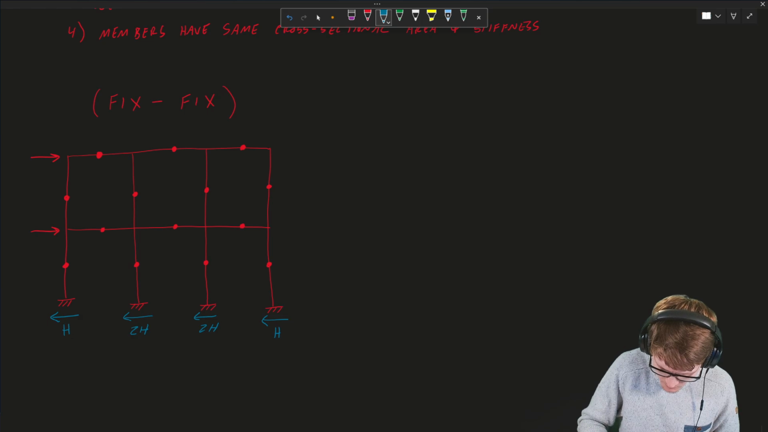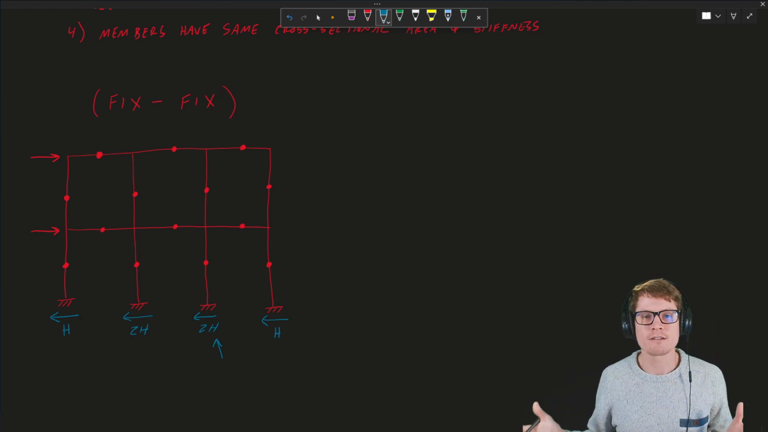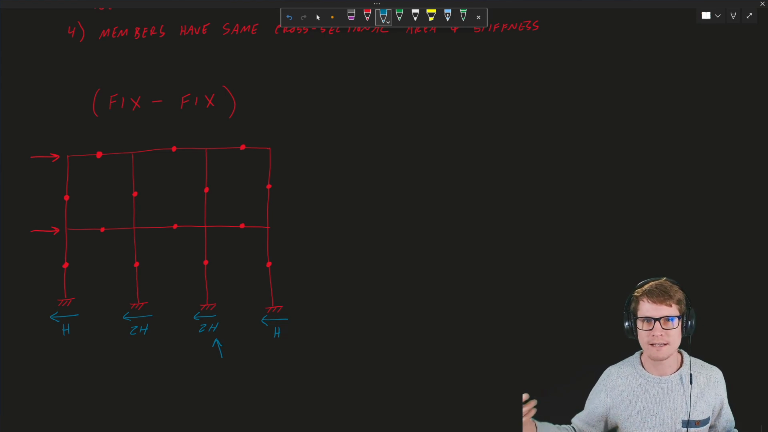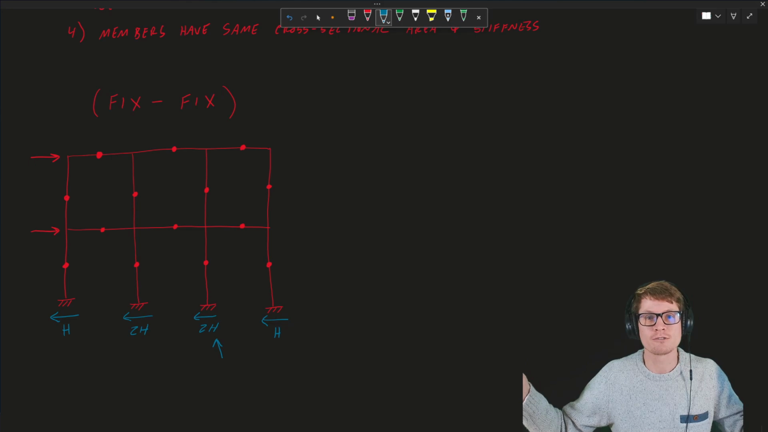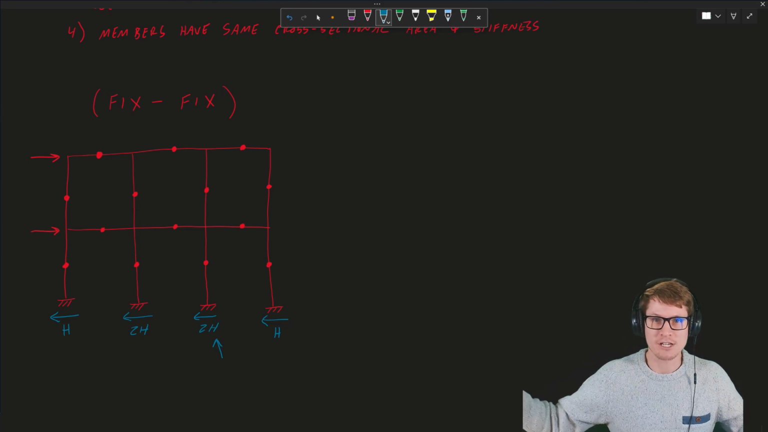And this is applicable for as many interior columns as you have in your frame line. You could have 10, you could have 2, you could have 1, you could have 6. It would be 2H, 2H, 2H, 2H, 2H, and then you just have your 2 exterior columns being H and H, okay?